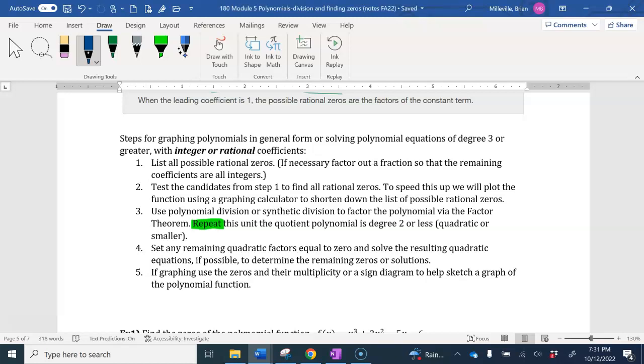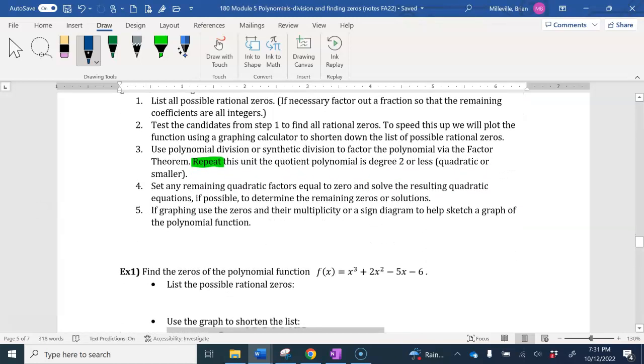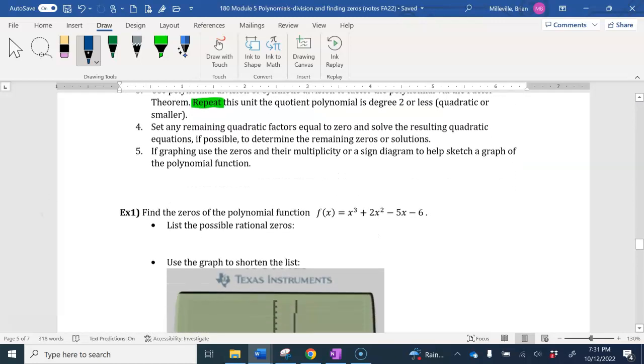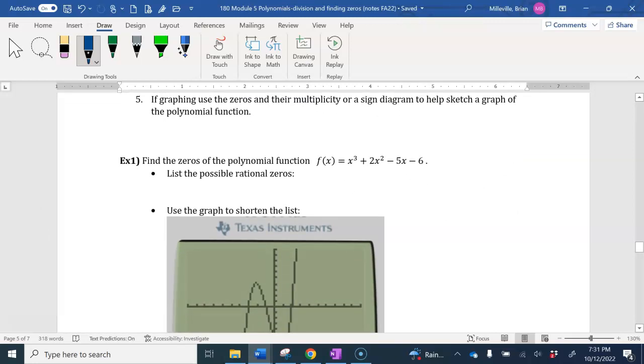All right, and step 5, if you're graphing, use the zeros and make a sign diagram to help you sketch the graph of the polynomial. Okay, I've got an example that we're going to work through here. First off, getting practice listing the possible rational zeros.